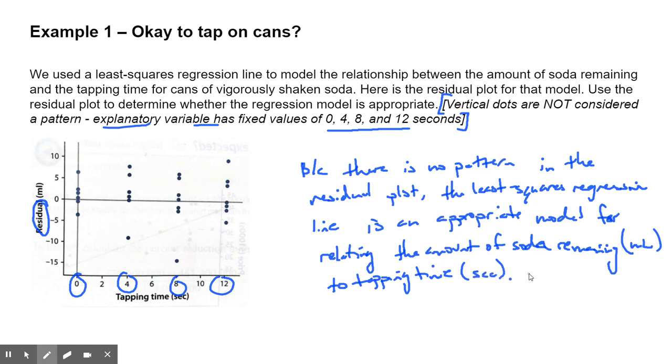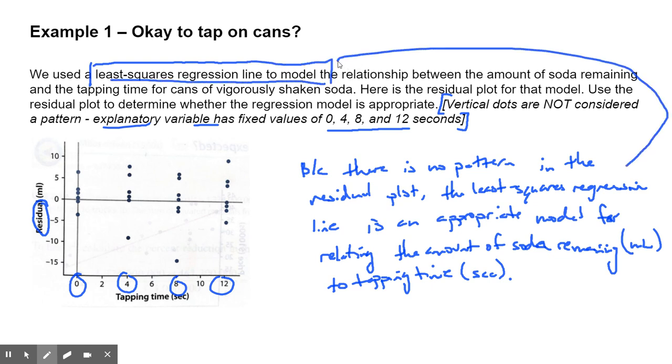Okay, so because there is no pattern in the residual plot, the least squares regression line is an appropriate model for relating the amount of soda remaining, milliliters, to tapping time. And again, they told us that they use the least squares regression line to model right here. So that's why I knew to include those words right there. Okay. All right, this is objective 1. Objective 2 is coming.